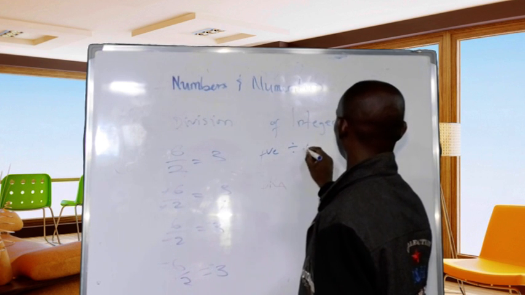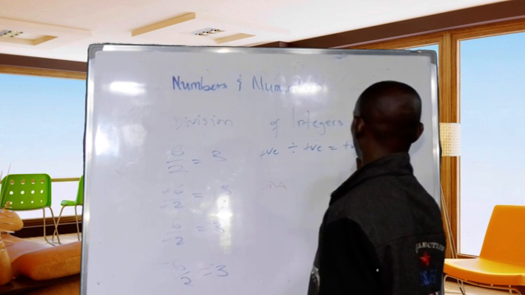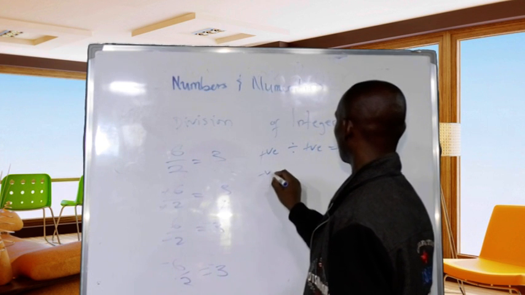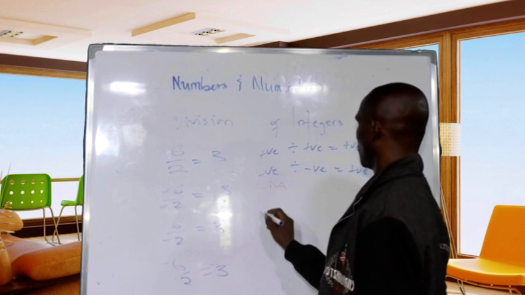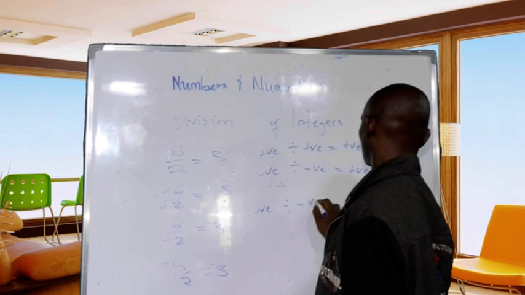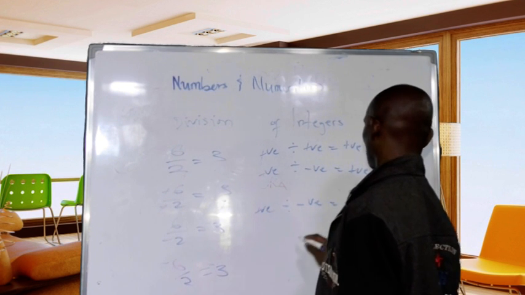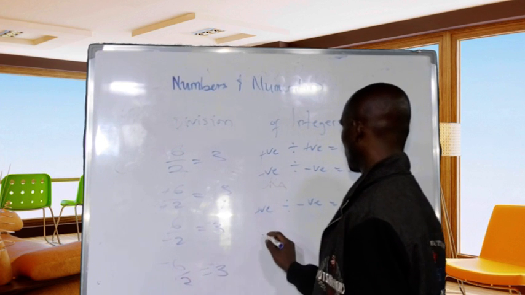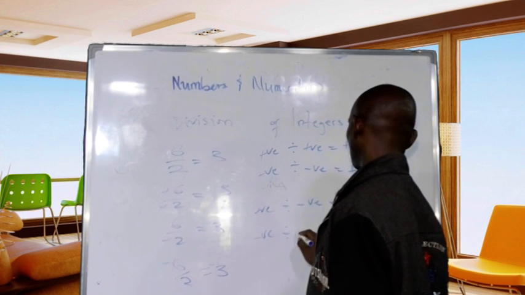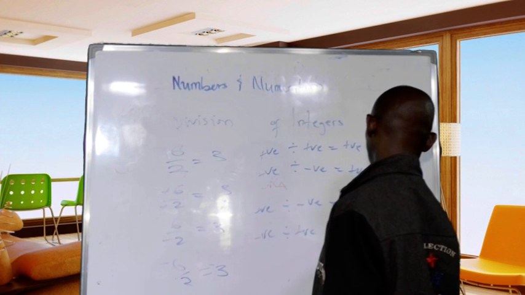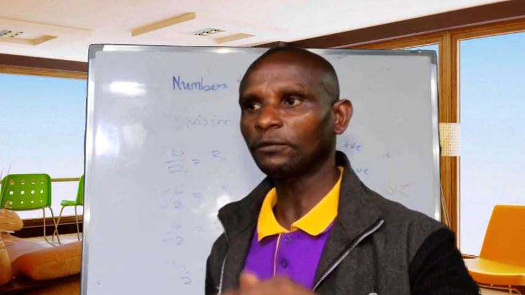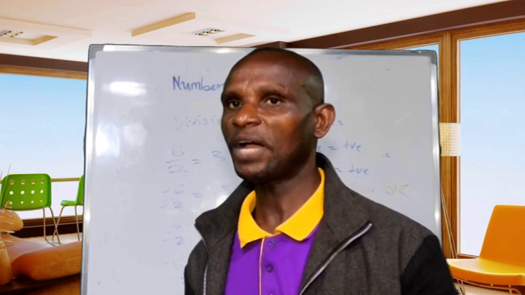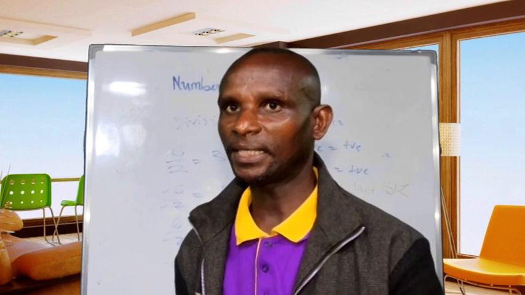So in conclusion, we discover now that positive divided by positive is equal to positive. Then here we say that negative divided by negative is equal to positive. Here we say positive divided by negative is equal to negative. Then here we say that negative divided by positive is equal to negative. Whenever we divide a negative number by a positive number, we have a negative answer. When we have a positive and a negative, there is no other negative to cancel the negative that is there. So we have a negative answer.